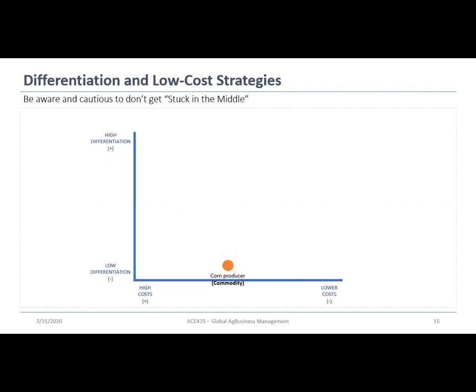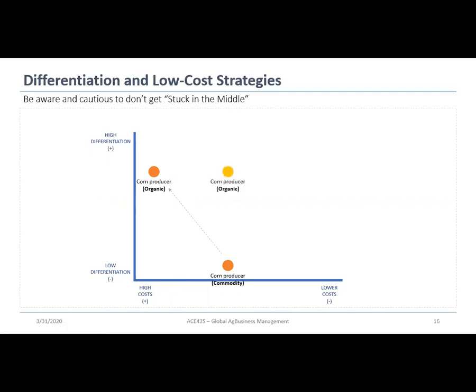So what you can do, you can think, oh, I can differentiate myself and start producing an organic corn over here. Okay, so you moved up here to a higher differentiated good. However, you also likely increased your costs here. So now you are, let's say here, safe in the long run.